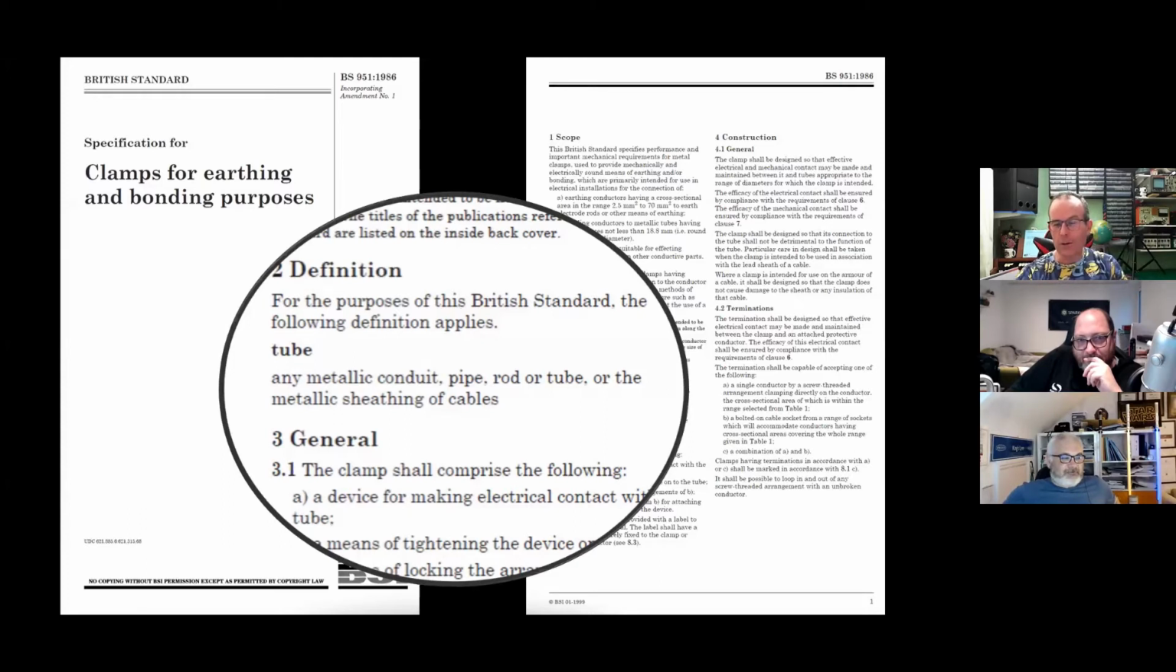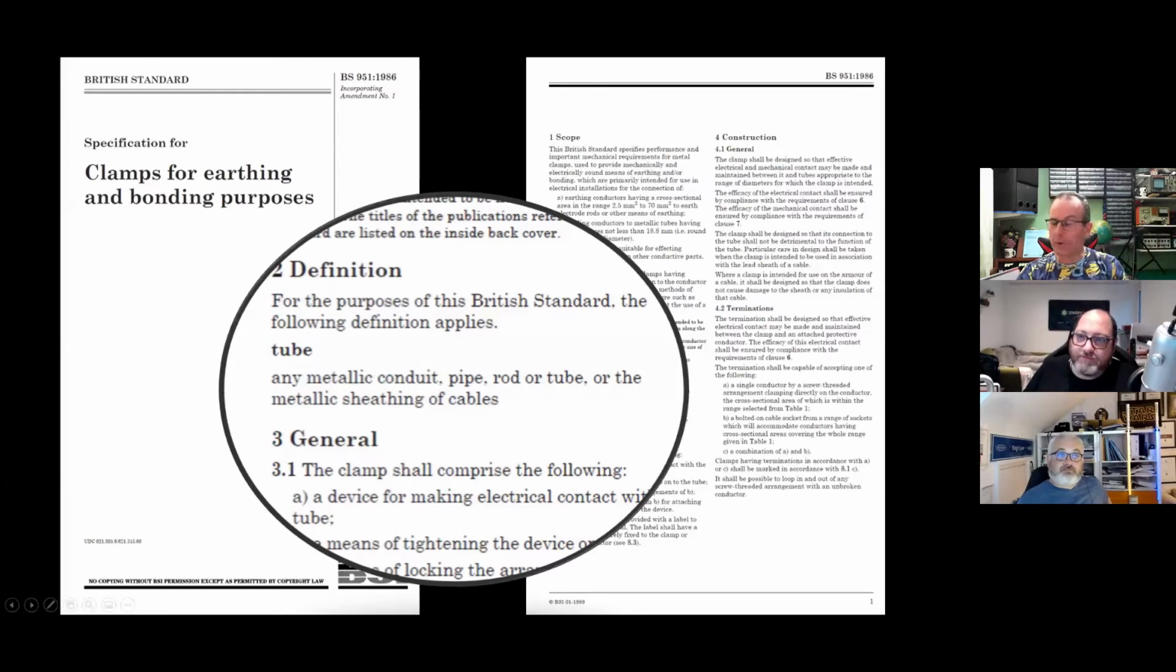Yes, the definitions of that, which is what you've got there, which is tube or tube, depending on which country you happen to live in, is metallic conduit pipe, rod or tube, and then most controversially, the metallic sheathing of cables, which obviously does mean that nasty clamp we saw in the previous picture would have been allowed at some point in the past. Yep. That's metallic sheathing of cable. Yeah. So 951 clamps were once upon a time fine.